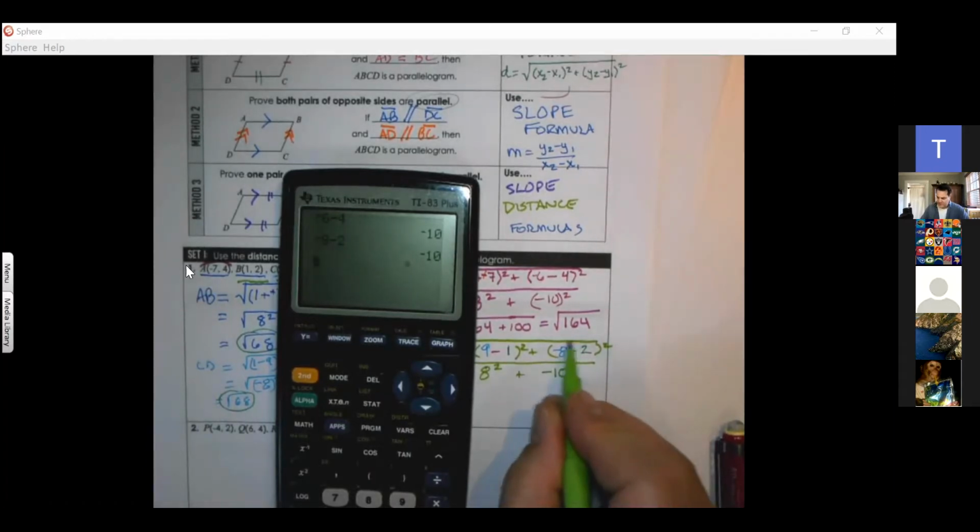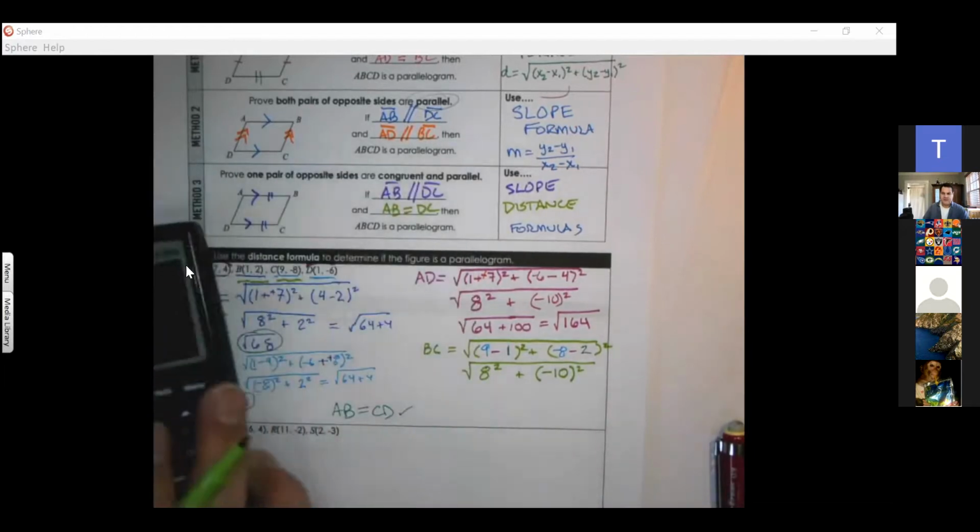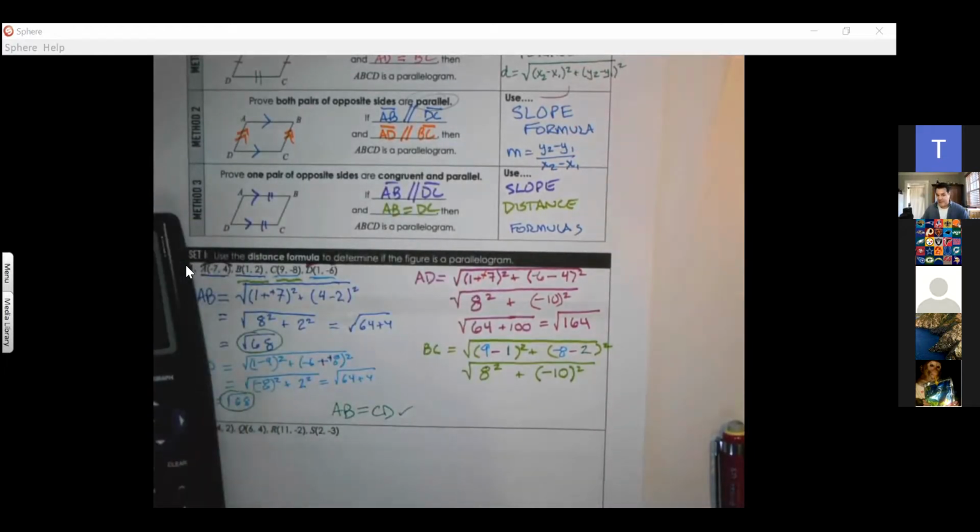And because the overall number inside here is a negative that's being squared, I have to keep my parentheses around it because I'm squaring negative 10, not just the opposite of 10 squared. The difference is this should come out to be a positive number, not a negative number. So this comes out to be 64 plus 100, which gives me the same square root of 164.